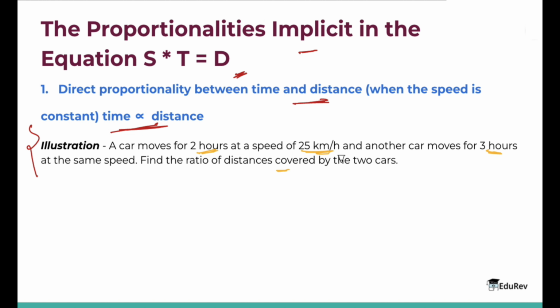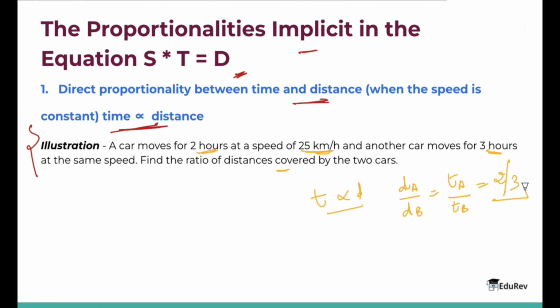Since the speed is constant, we can directly conclude that time is directly proportional to distance. So can I say that distance of A upon distance of B is nothing but time of A upon time of B? Now, since the times traveled for A and B are 2 and 3 hours respectively, the ratio of distances covered is also going to be 2 by 3. And this is the answer. I hope you understood this, and now I want you to solve the question which is displayed on your screen now. I hope you got the correct answer.